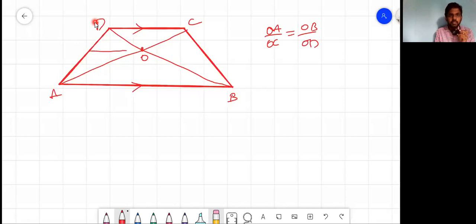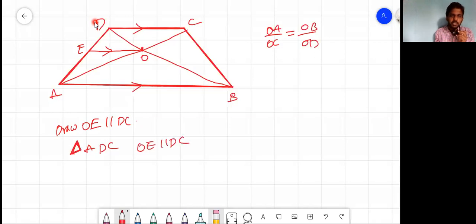So I'm drawing another straight line here. I'm taking it as E such that OE is parallel to DC. So draw OE parallel to DC. Consider triangle ADC here. In triangle ADC, we have OE parallel to DC, which means by the basic proportionality theorem, we can say that AE divided by ED is equal to AO divided by OC, right?